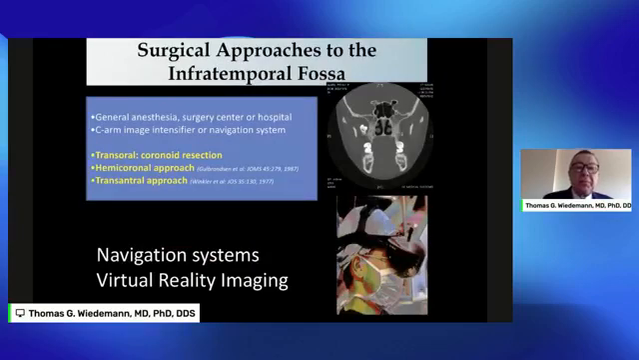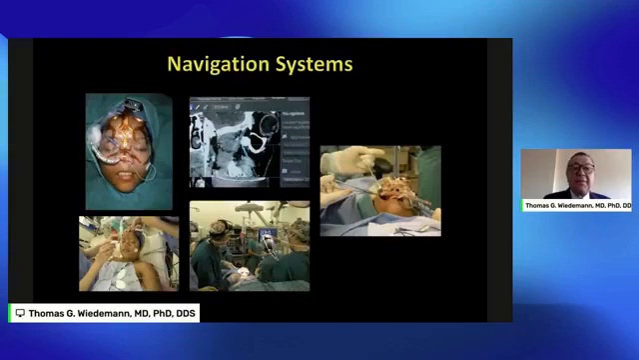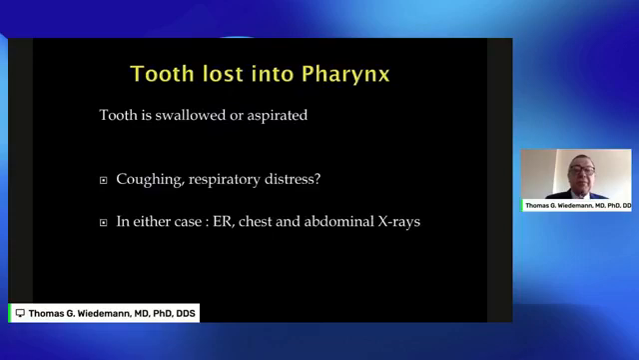And different approaches have been described in the literature, but if this kind of situation appears, we mostly rely on navigation systems, virtual reality. You see here that's a scenario to recover this tooth displaced in the infratemporal fossa. So really important, we actually want to avoid this kind of scenario. You see all the effort which had to be undertaken just to recover this tooth.